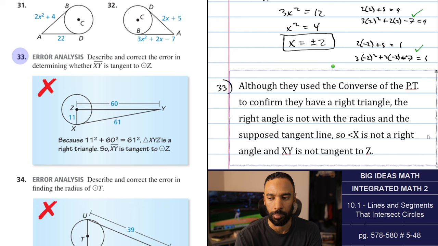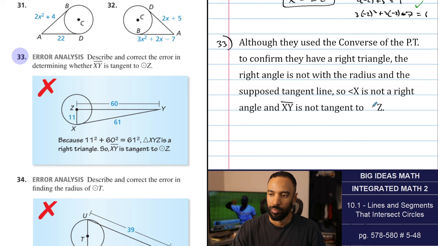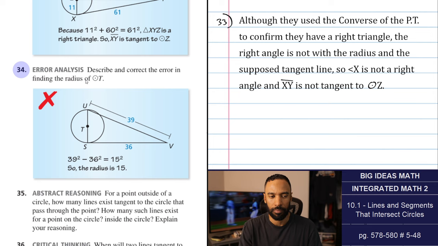So I'm correcting the problem. That's segment XY and that's circle Z. So if I want to come up with those, that's segment XY. That's angle X. I hope that's okay that I put it that way. And here's circle Z. All right, that's number 33. So there's nothing really to correct. I mean, I stated that it's not tangent, but there's no way to make it a tangent if it wasn't to begin with.